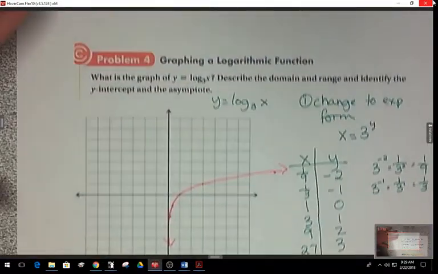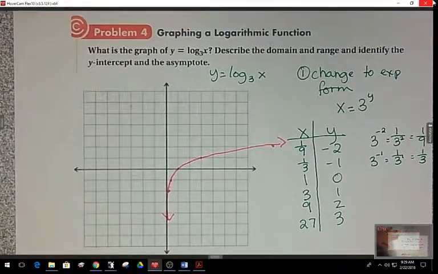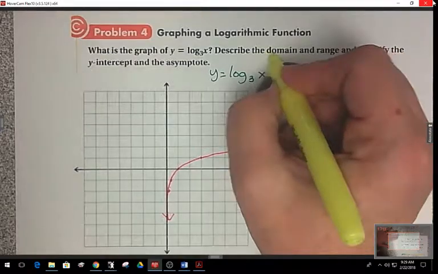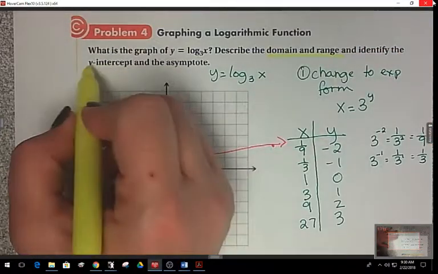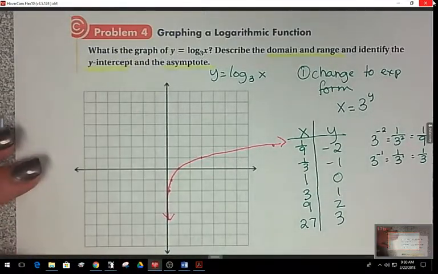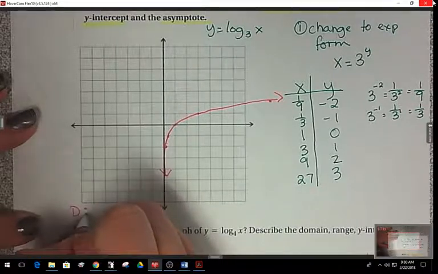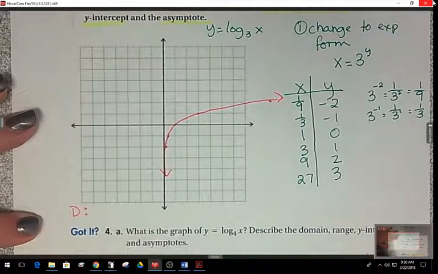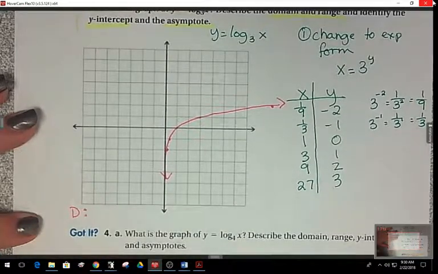Oh, and I almost forgot. Got to go back up here. They didn't just ask me to graph it. They also want to know what is the domain and range, as well as what is the y-intercept and the asymptote. So to figure out your domain for this one, I want to know how far left and right this graph goes, because the domain deals with your x values and x goes left and right.